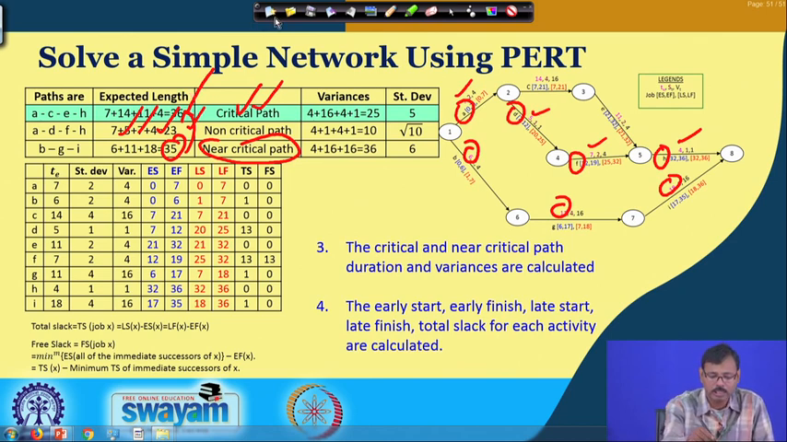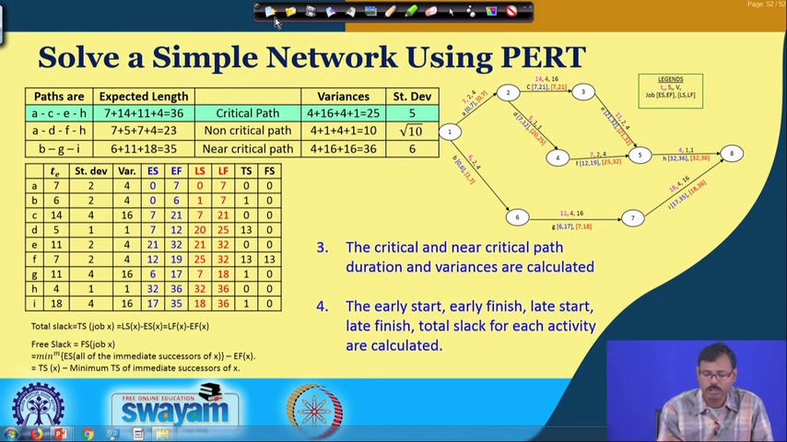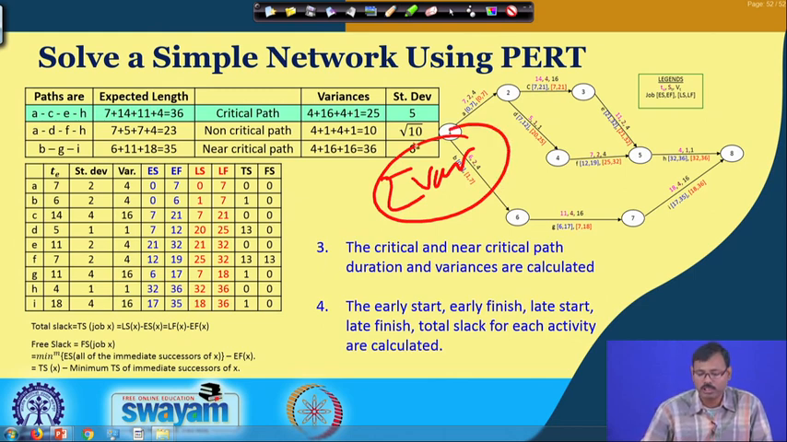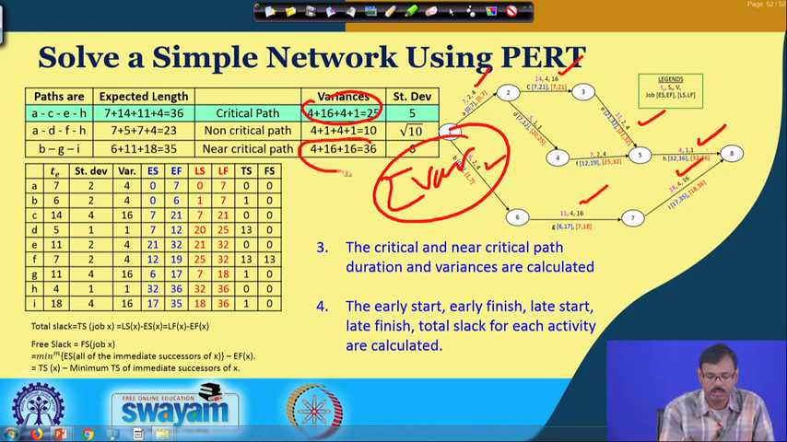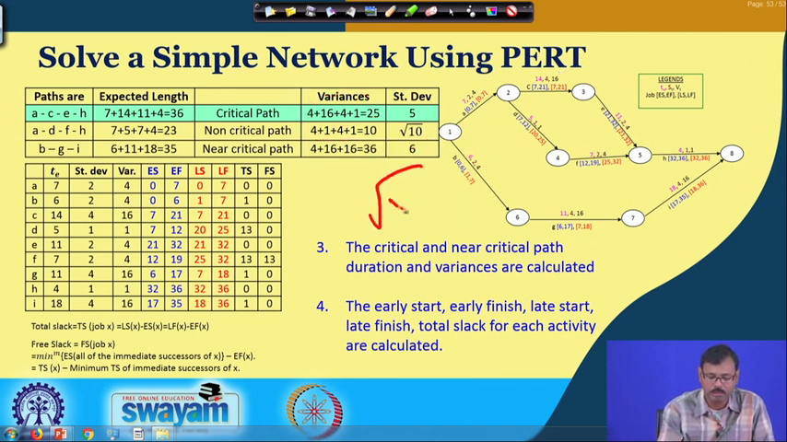We have calculated their variances also. You know, the variance is nothing but the summation of the variances of its member jobs. So, we did this, variances are 4, 16, 4, 1. So, 4, 16, 4, 1 is 25. So, the variance of path 1 is 25. Similarly, we have found the variance of this one is 4, 16, 16. So, that is why it is coming 36, and this one is 4 plus 1 plus 4 plus 1. So, it is 10, and you know the standard deviation is nothing but the square root of the variance.